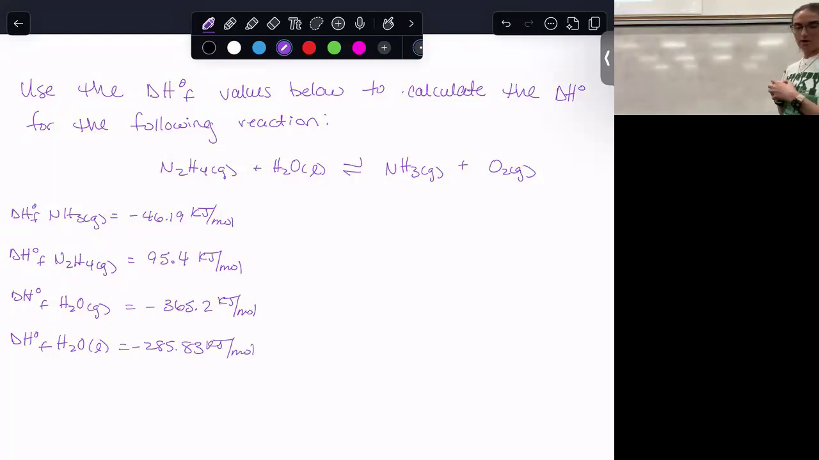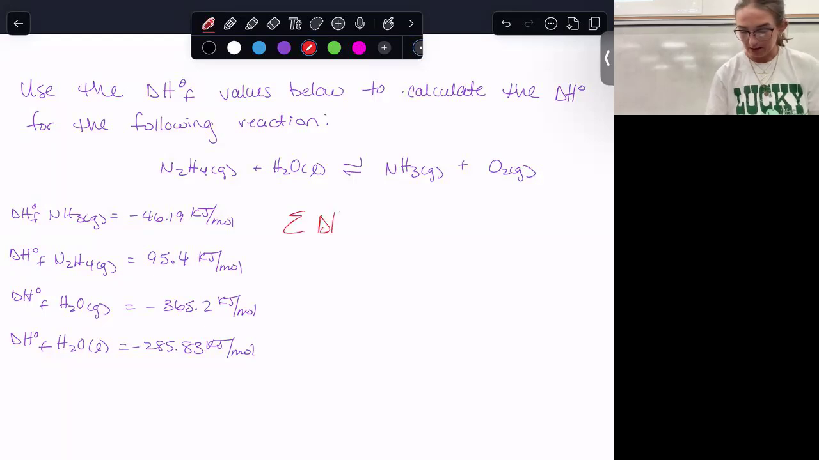All right, so we have used the delta HF values below to calculate the delta H naught for the following reaction. So we have N2H4 and water forming ammonia, NH3, and oxygen, O2. And we're given the standard enthalpy of formations. How are you going to go about solving this type of problem? You would just add the ones for the products and then the ones for the reactants and subtract them. Perfect, right? So we're looking at the sum of the delta H's of the products minus the sum of the delta H naught of the reactants.